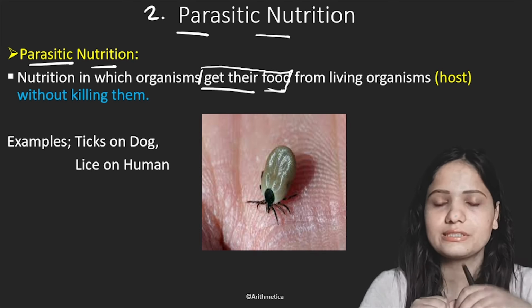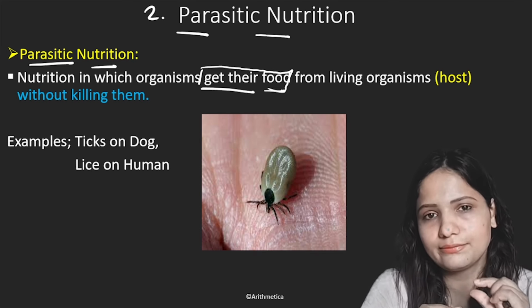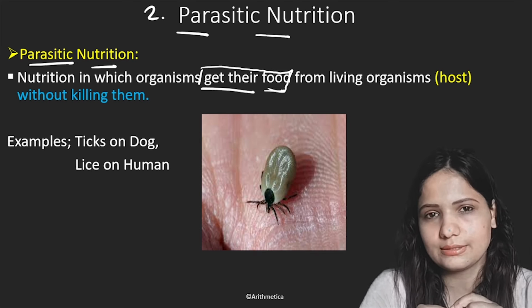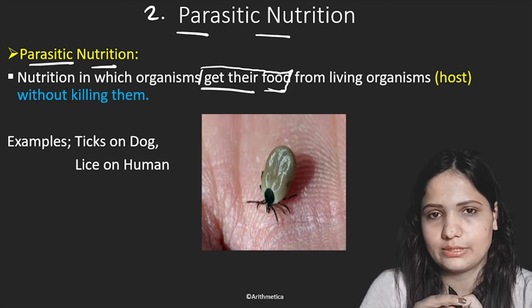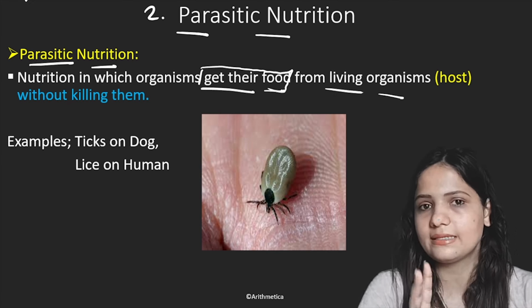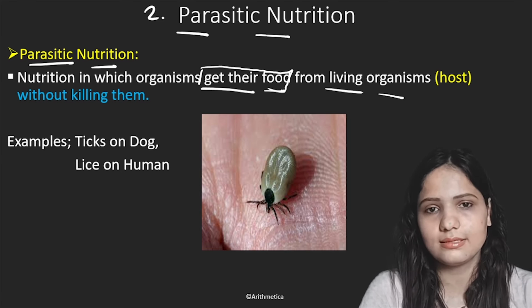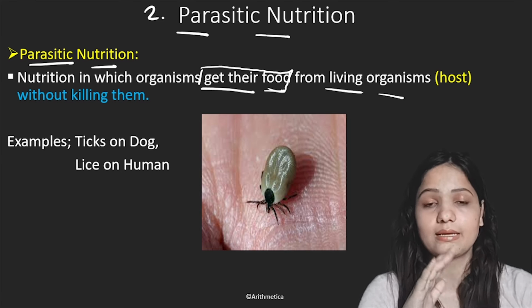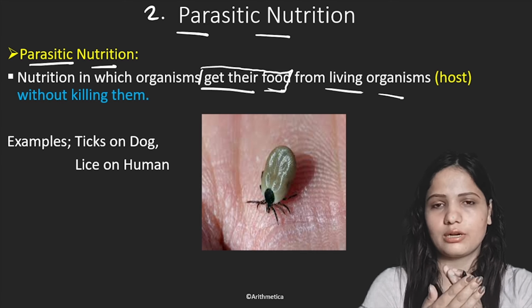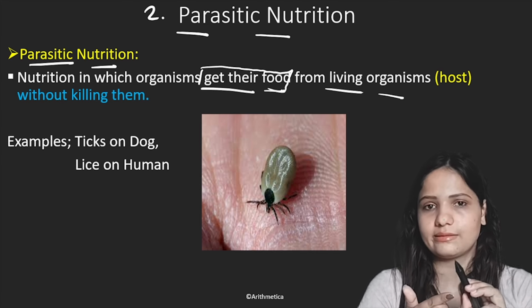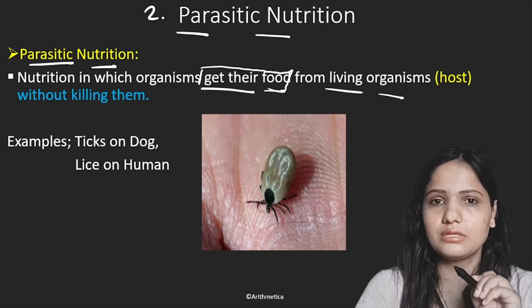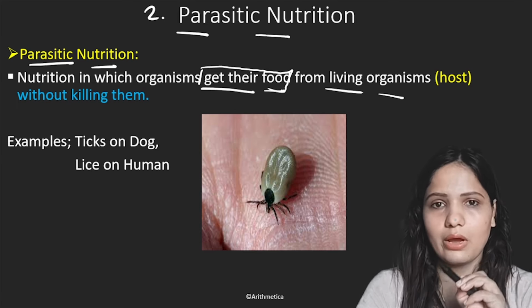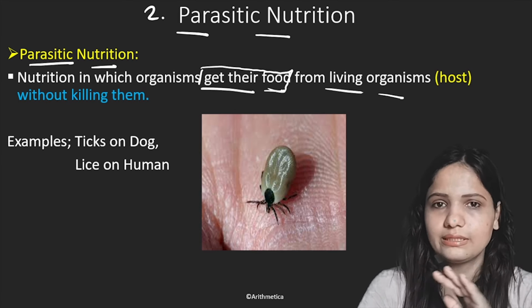So it is nutrition in which organisms get their food from living organisms. In saprophytic, we had dead and decaying, and in this we have living organisms. In parasitic nutrition, you have to write the organisms which get their food from living organisms without killing them. They won't kill their host.